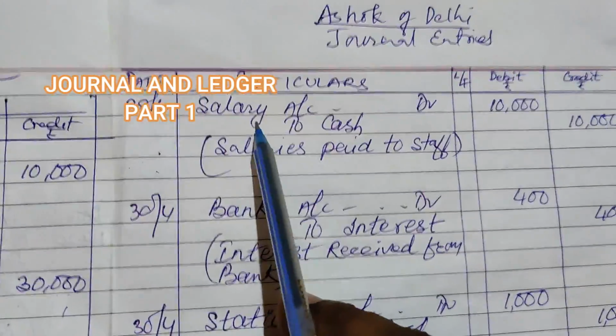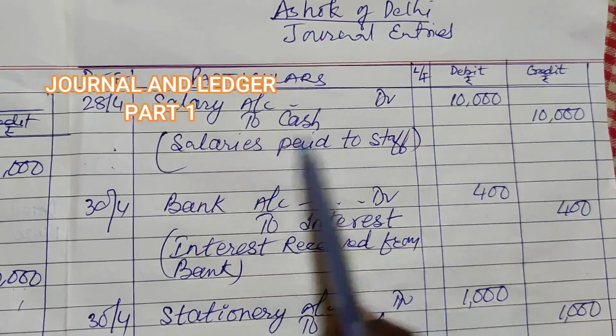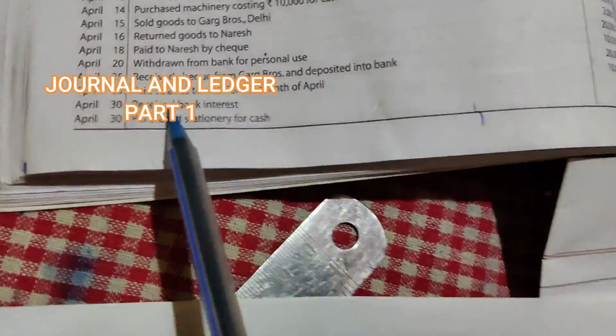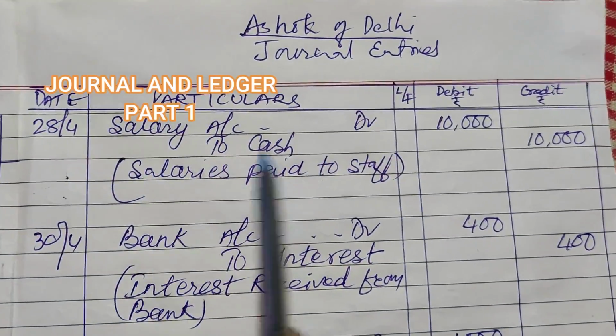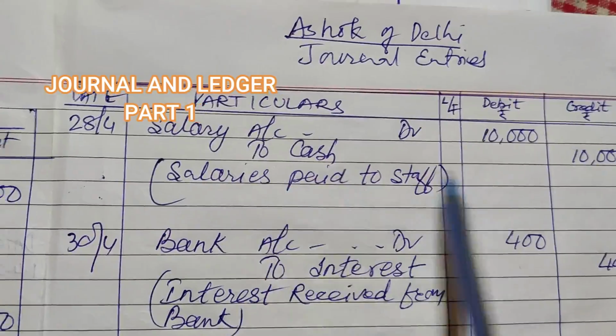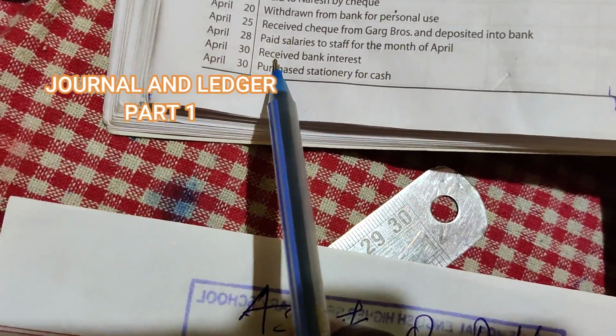Salary paid means, as you know, salary account is debited to cash. Here, salary is paid to staff. Salary account is an expense, so salary account is debited to cash account.